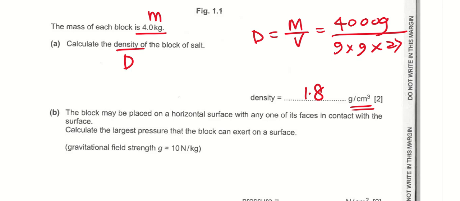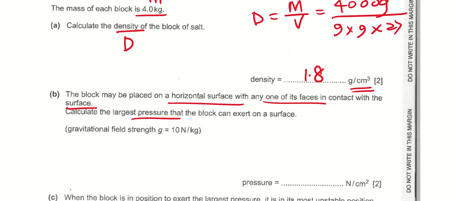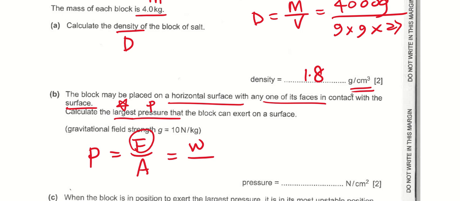Now the block may be placed on a horizontal surface with any of its faces in contact with the surface, right? So calculate the largest pressure. So pressure is P, so please make sure you annotate. They want us to find the largest pressure. So what is the formula for pressure? Equals force over area. And this is where a lot of students will make mistakes. They'll just take the mass and substitute it in as a force. Okay, so weight is actually a force, which is W. So it is mg over A. Therefore, my pressure will be mass, and the g is given, and A.